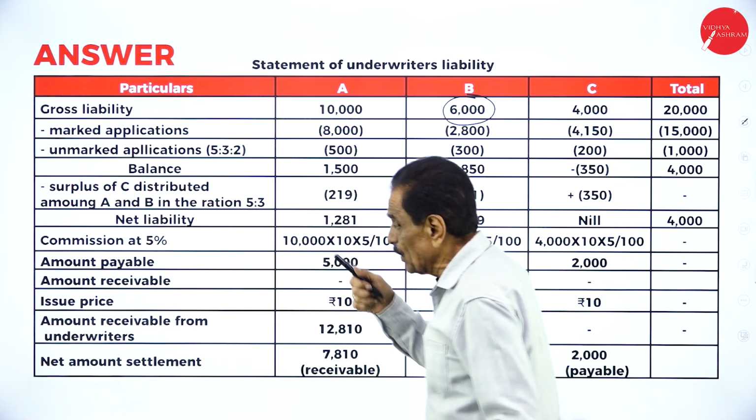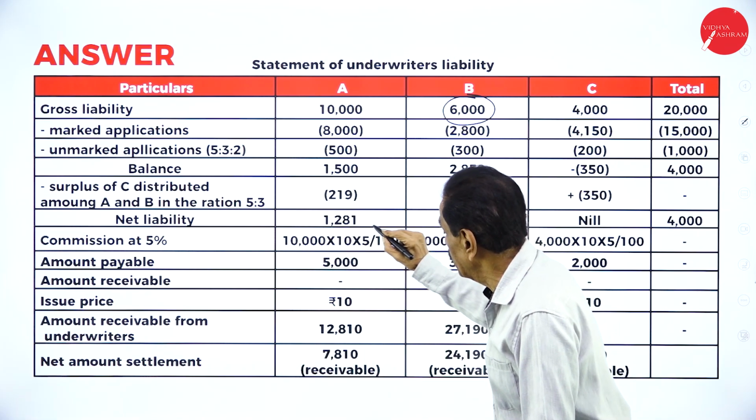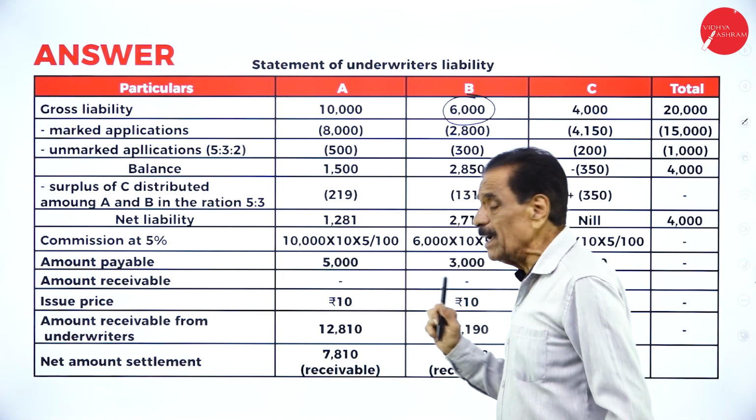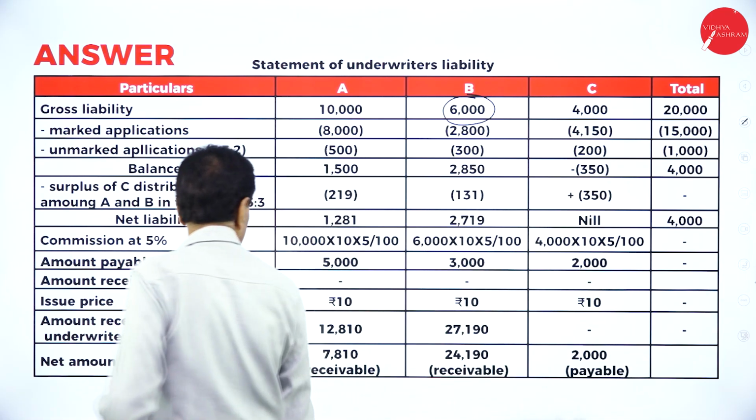Now, how much is receivable? Here, net liability is 1,281 into rupees 10. They have to pay 12,810.